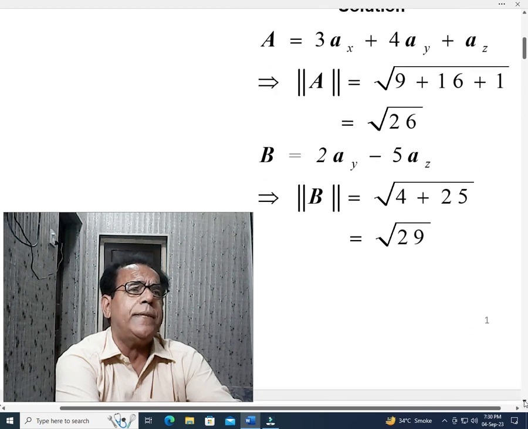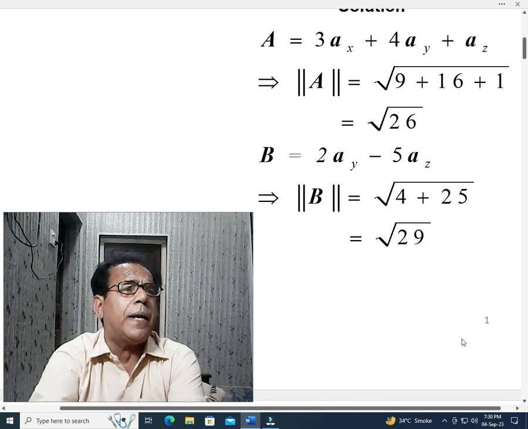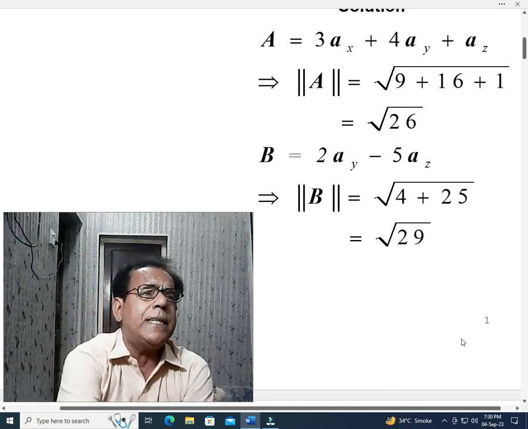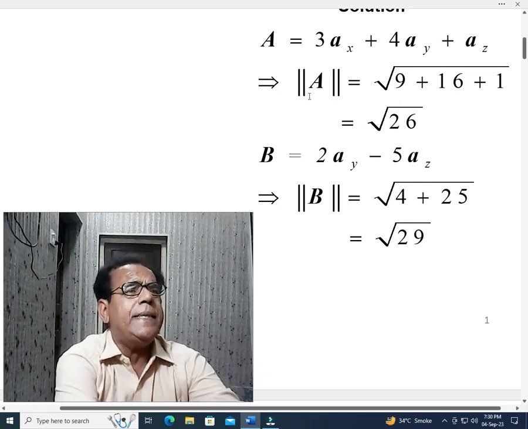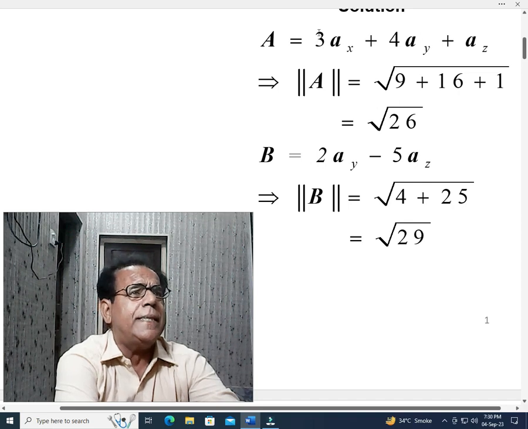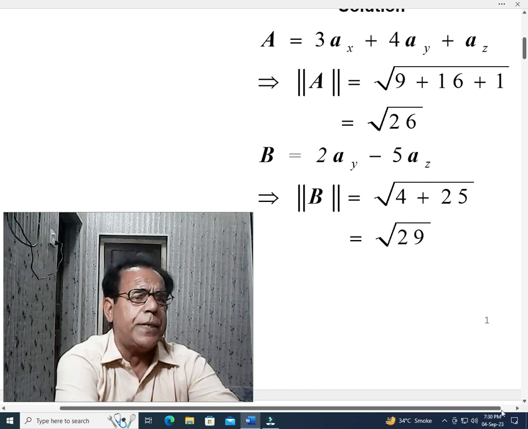Solution: this implies that the magnitude of vector A, that is the norm of A, or A absolute. Here it is our discussion whether we denote it by double bars or a single bar. It means the magnitude of this vector, that is this square plus this square plus this square: 9 plus 16 plus 1 equals 26 under root. Now for B, 4 plus 25 plus 0, because here the y component is 0, so it will not affect. Hence the magnitude of A equals root 26 and the magnitude of B equals root 29.